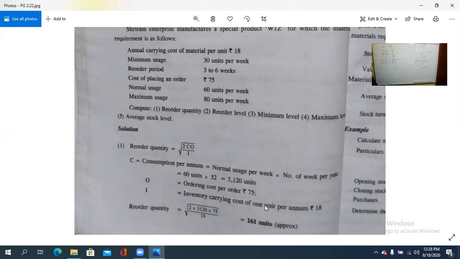161 into 2. 161 into 2. That means it is 161 into 161, 25921. It is approximately 161 units. So 161 units, that is the EOQ.